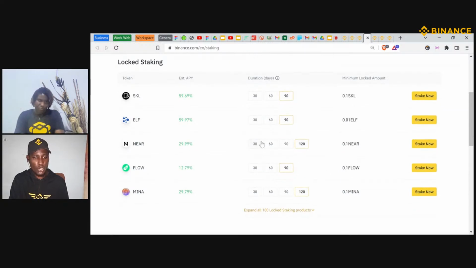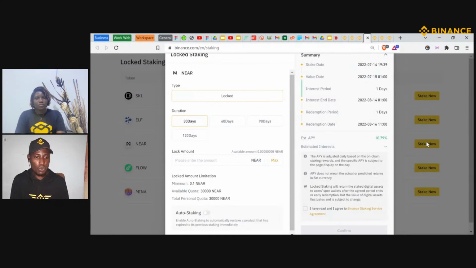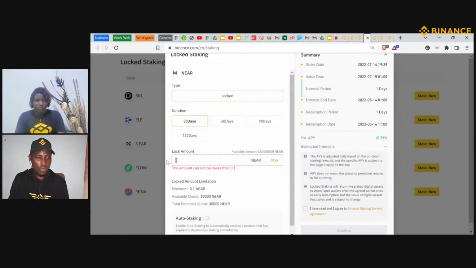When you are sure of what you want to do, you select the number of days you want to stake for. You tap on stake now. It shows you a window where it gives you all the necessary details about what you're doing. So you can also take some time to read everything and understand what you should expect after the duration. Then you select the total number of assets you want to transfer. Because we don't have NEAR in my spot wallet now, there is no way I can transfer.